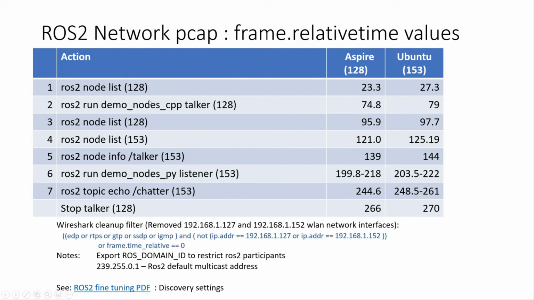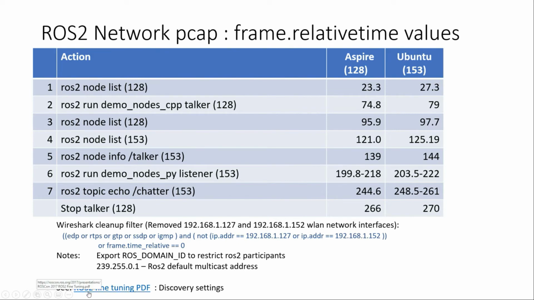So these are the activities and what host I did them on. I did one actual extra activity at the end called Stop Talker, where I just stopped this talker up here, so the publisher node on 128 at this point, just to see what happens when everything becomes inactive.